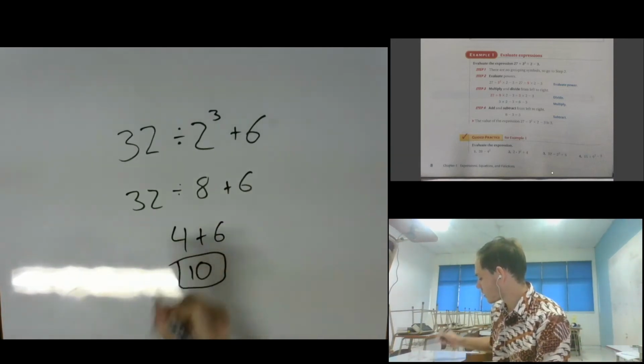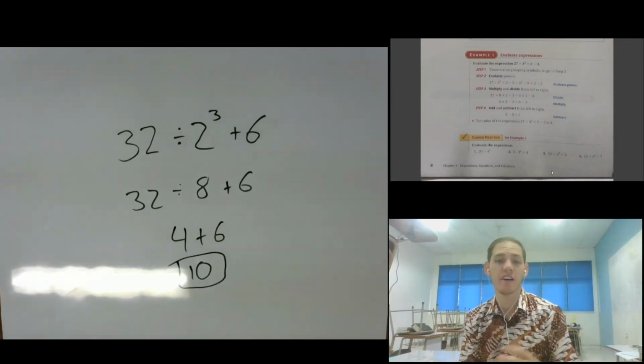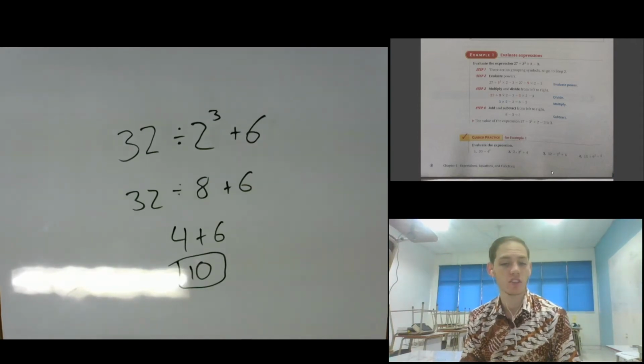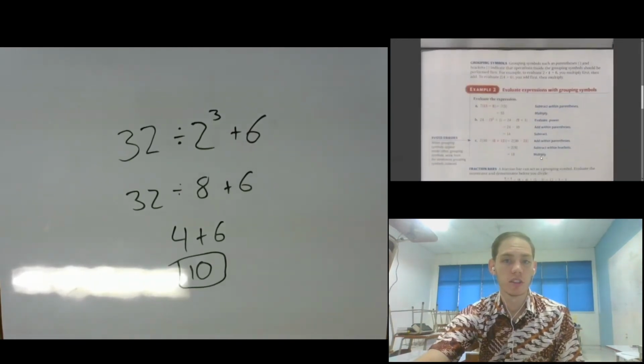Okay, box our answer. Then, because we're just evaluating expressions, we don't necessarily have variables in some of these. It's just straight up doing it. So that's example 1. Let's move on to example 2.